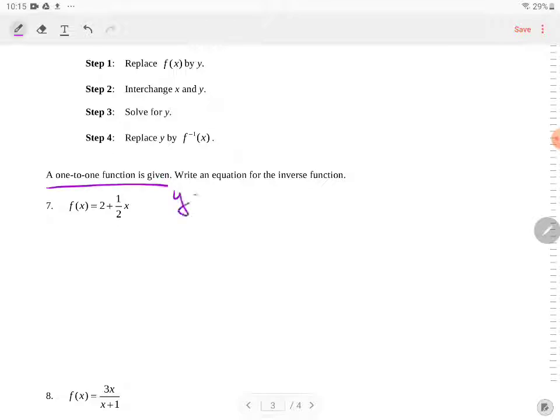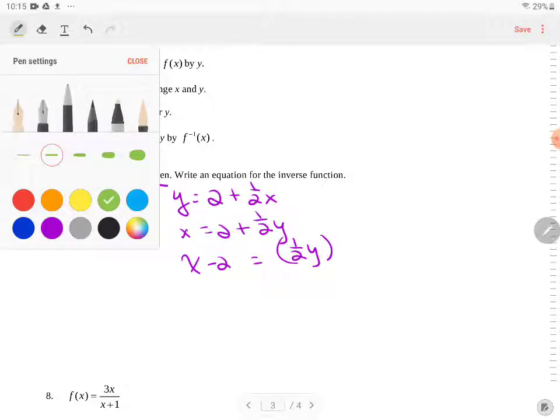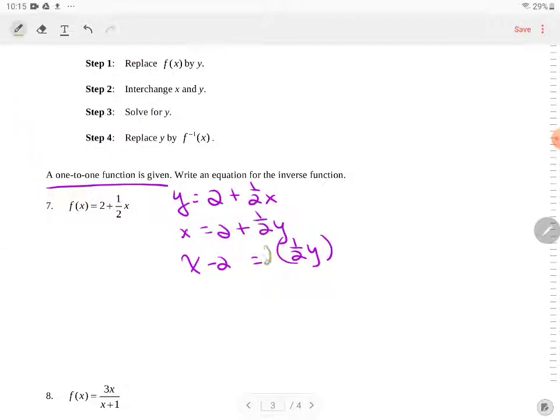First of all, y is equal to 2 plus 1/2 x. Now we physically switch our x and y. So x is equal to 2 plus 1/2 y. We want to solve this for y. x minus 2 equals 1/2 y. If you remember, to get rid of a fraction, we can multiply by the reciprocal. So I'm going to multiply each side by 2. Distribute on the left side, 2x minus 4, and then 2 times 1/2 is 1, leaving us with y. So f inverse of x is equal to 2x minus 4.